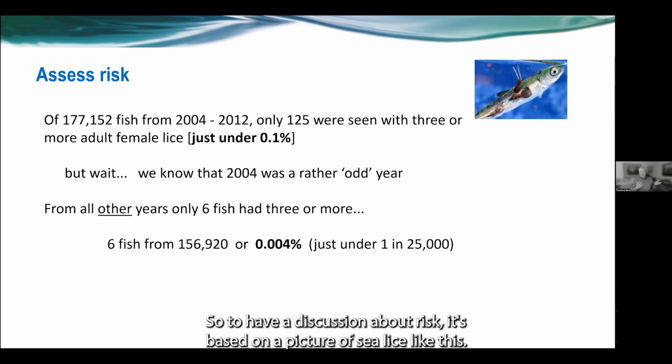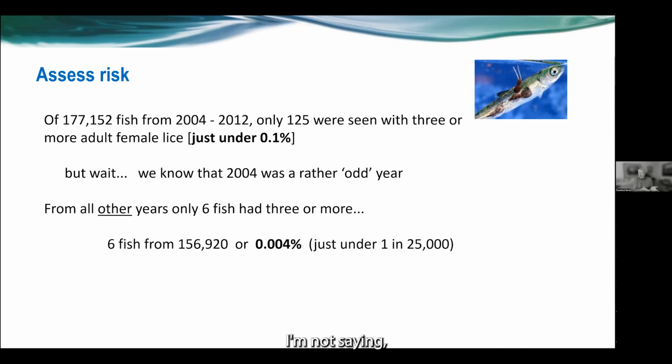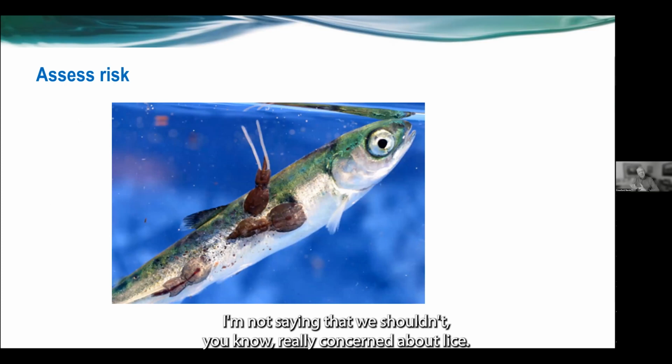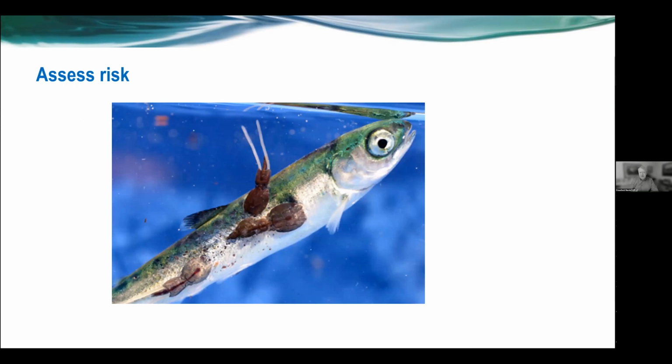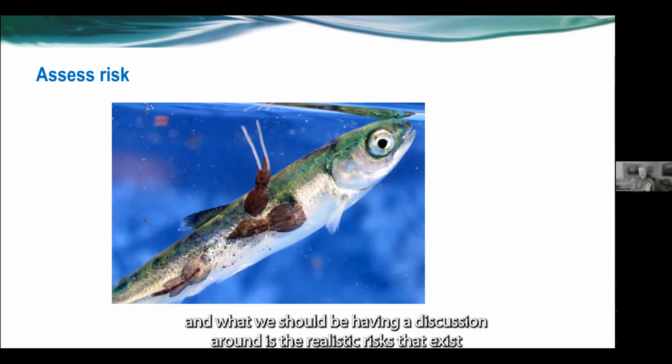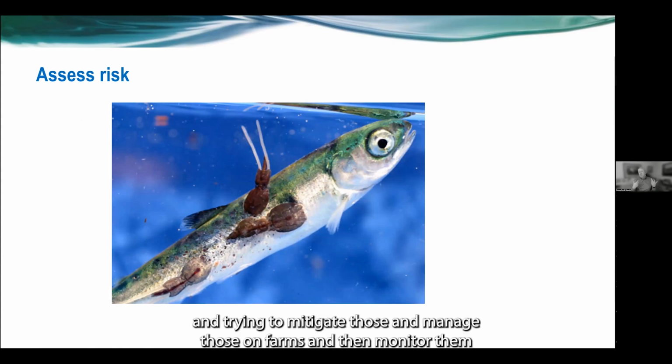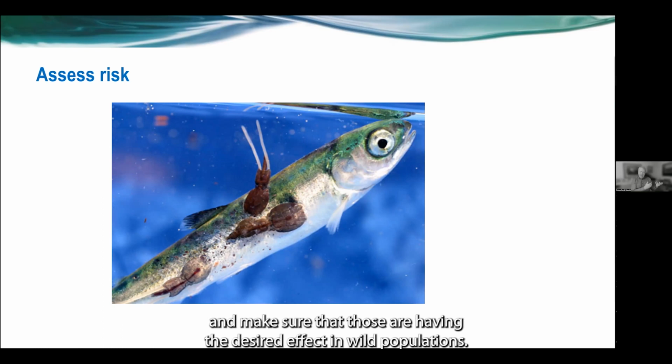So to have a discussion about risk that's based on a picture of sea lice like this, I'm not saying that we shouldn't be really concerned about lice. That's something we should definitely keep a focus on. I'm not saying that this kind of scenario never exists. What I'm saying is this is the atypical scenario, and what we should be having our discussion around is the realistic risks that exist, trying to mitigate and manage those on farms, and then monitor them and make sure that those are having the desired effect in wild populations.